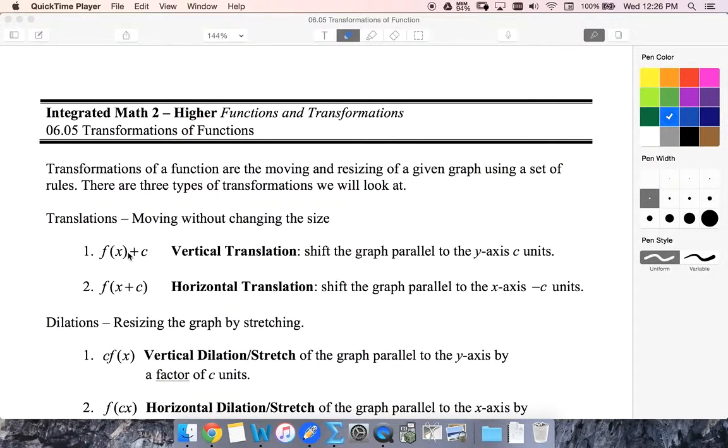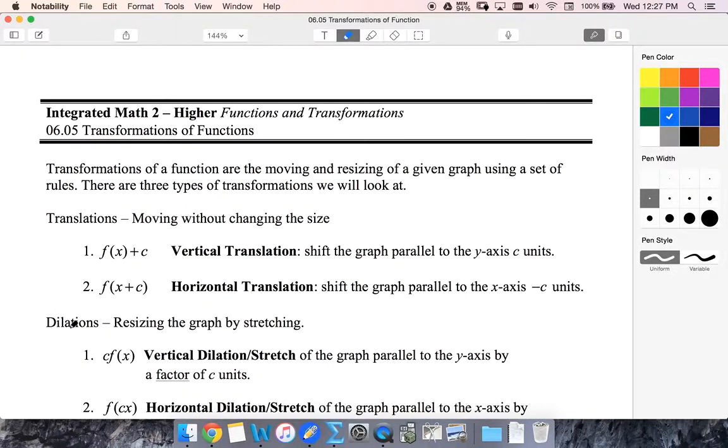So if we just add a number to the end, we're moving the graph up or down by the amount of c. If the constant is inside parentheses, we're moving the graph left or right and doing the opposite of c. So if it's x minus 2, we would move 2 to the right. x plus 2, we move 2 to the left.